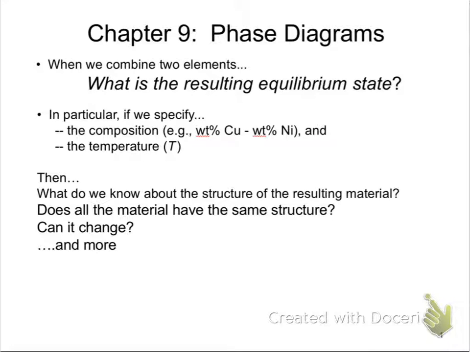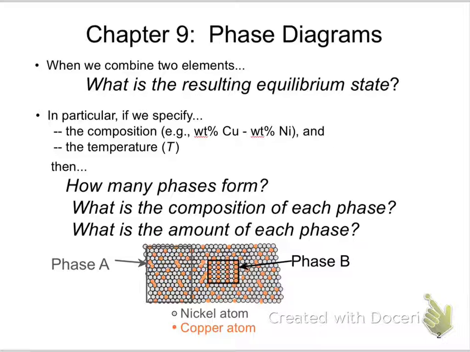If we have a composition, like for example, if we know how much copper and nickel we have, and we know the temperature, can we know what type of structure it has? Do we know if all the material has the same structure? Can it change to a different structure? We can reword some of these questions and ask even more.